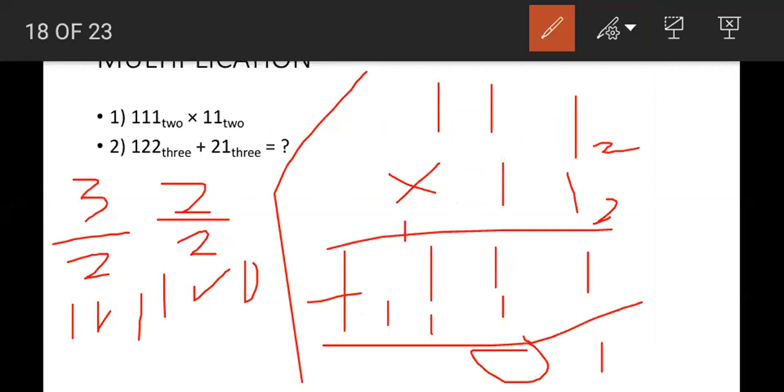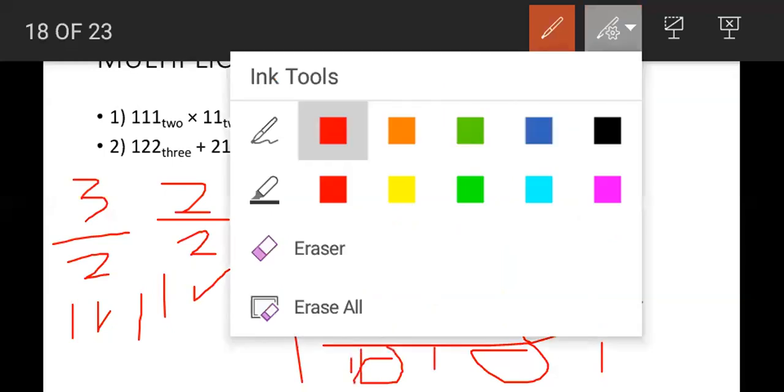1 plus 1 plus 1, we now have 3. So 3 divided by 2 gives us 1 remainder 1. So you write your 1, take 1 to the next bit. 1 plus 1 gives us 2 again. 2 divided by 2 gives us 1 remainder 0. So you write 0, and you put 1 here. So we now place our 1 down. That is our final answer.